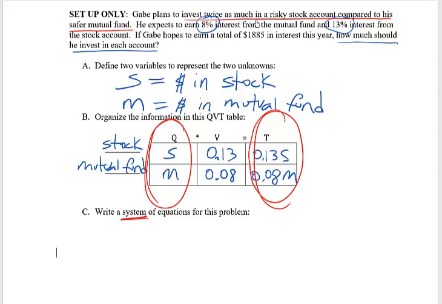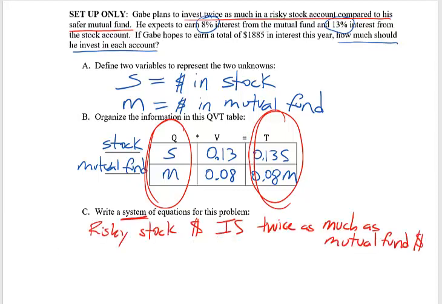Now, this can be tricky, and I find that in a sentence like this, it's helpful to restate the sentence using the word is. I believe here's how it would go. The risky stock money is twice as much as the safer mutual fund. Let me say that again. The risky stock money is twice as much as the mutual fund money. The reason I think that's so helpful is that the word is tells you where to put the equal sign. It's really easy to write an equation for this now. Just translate word for word.